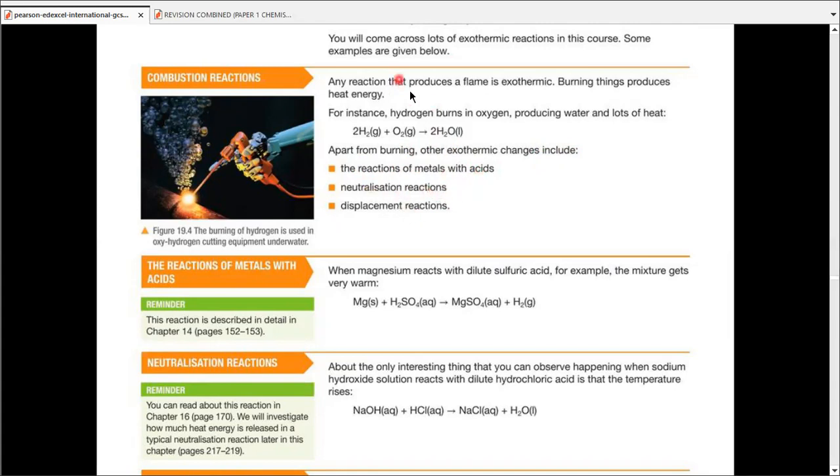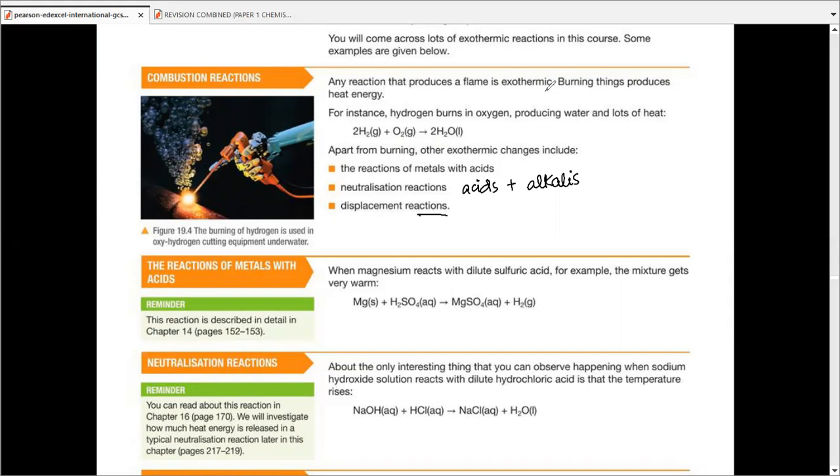Neutralization reactions, which are basically reactions of acids plus alkalis, are also exothermic. Displacement reactions, which we have studied back in the reactivity series, or the reactivity of metals chapter, are also exothermic reactions. Rings a bell? Good.